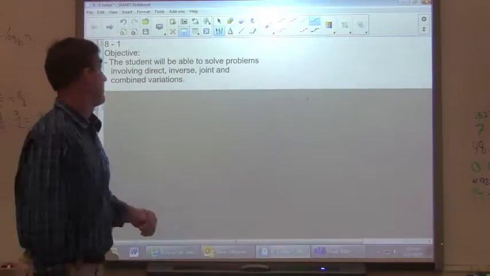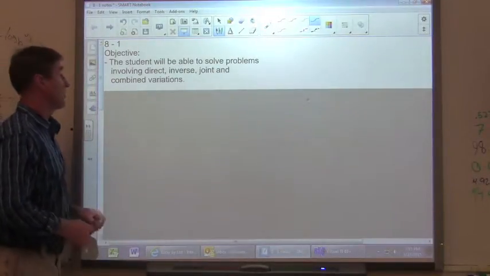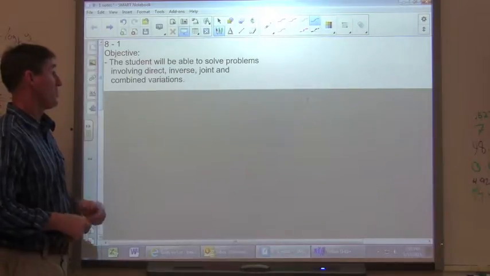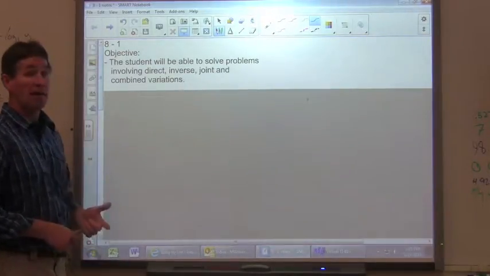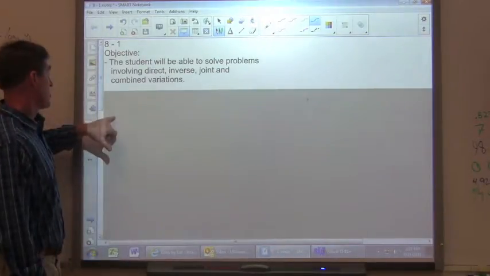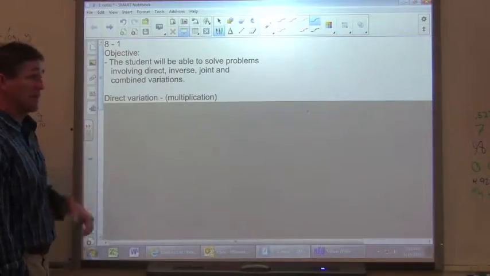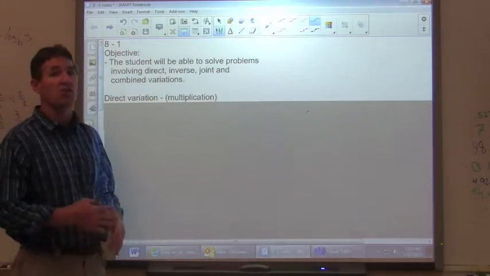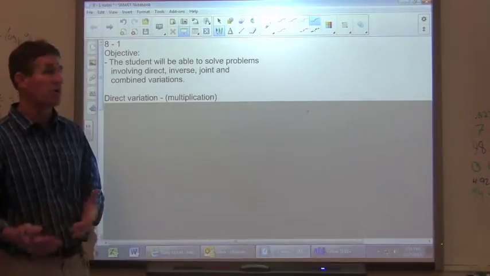All right, for today, section 8.1, our objective is the student will be able to solve problems involving direct, inverse, joint, and combined variations. So we're going to start with a direct variation. And direct variation, if it says it's directly related, that means it's going to be multiplied by something.